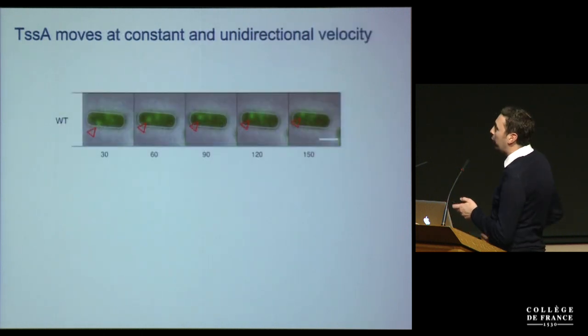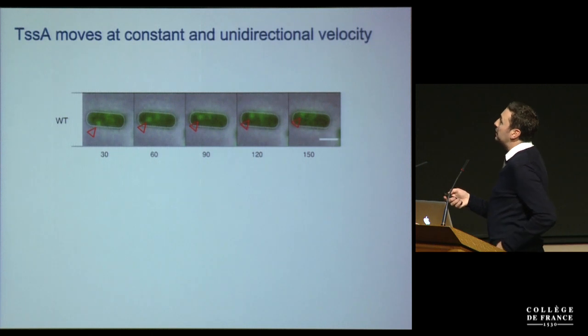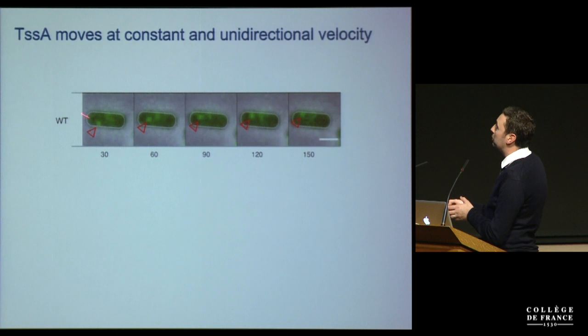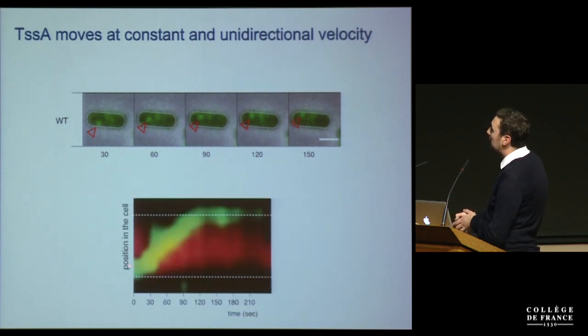Okay. So if we look at the dynamics of TssA, you can see that TssA, so this is a GFP fusion to TssA, which is fully functional. You can see that TssA forms a focus very close to the cell periphery, and then this focus will move towards the other part of the cell. And if we make a kymograph of that, we can see that this TssA molecule is moving at a constant and unidirectional velocity.